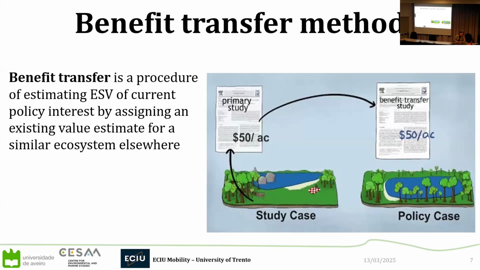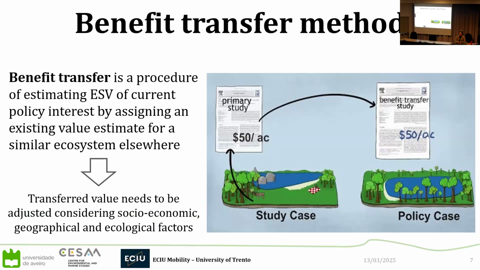So the benefit transfer method is basically a procedure that estimates the ecosystem services values of a current policy site by assigning an existing value estimate for a similar ecosystem elsewhere, that is, from the study case. And a key challenge of this transferring of values is to take into account the various differences among the policy and the study cases. Indeed, to transfer these ecosystem service values, we need to adjust these values considering socioeconomic conditions, the geographical conditions, and the ecological factors.